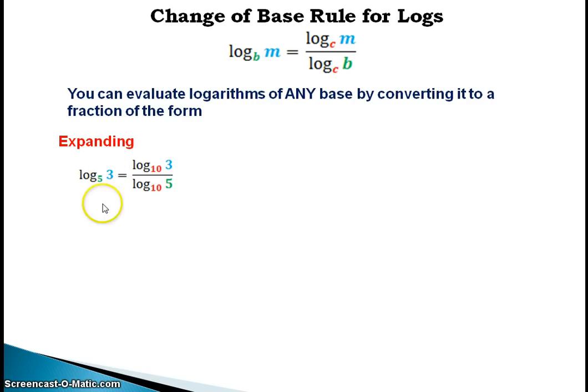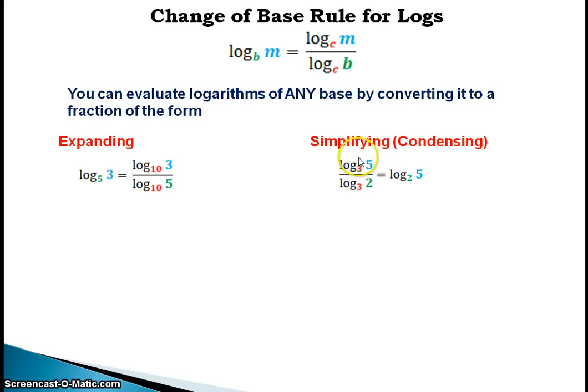So if I needed to know what the value of log base 5 of 3 is, I could, using any calculator that had a log key, put in log of 3 divided by log base 10 of 5. And I don't have to worry about putting the base in because the default base is 10. If I want to simplify that, go the other direction, I can rewrite a log that I find in this format as a single logarithm, log base 2 of 5, because I know that whatever the input is in the denominator, that's my base. And this is my input.